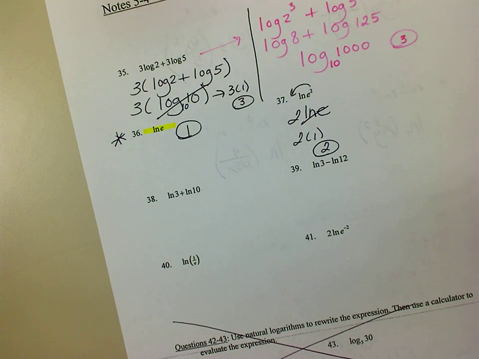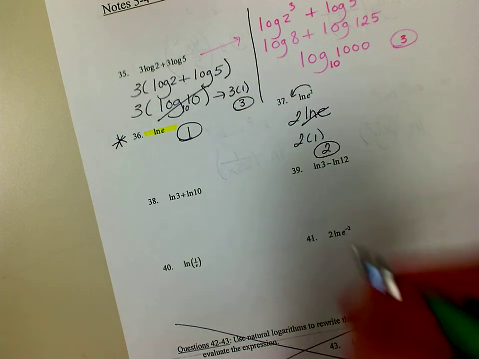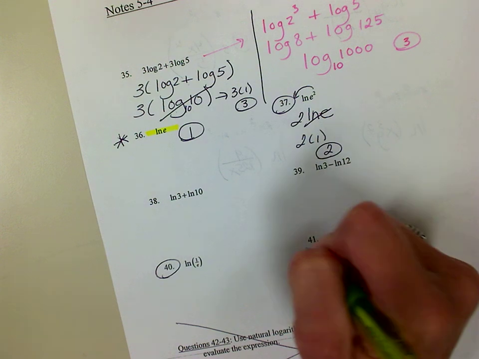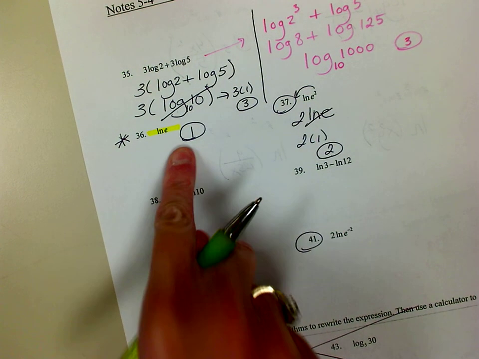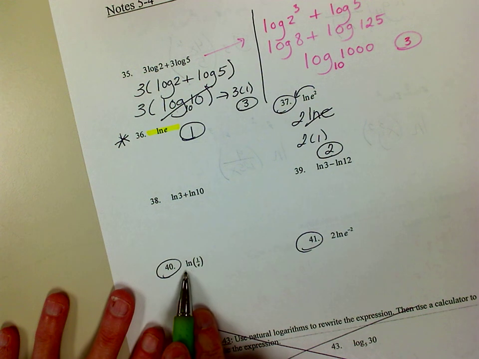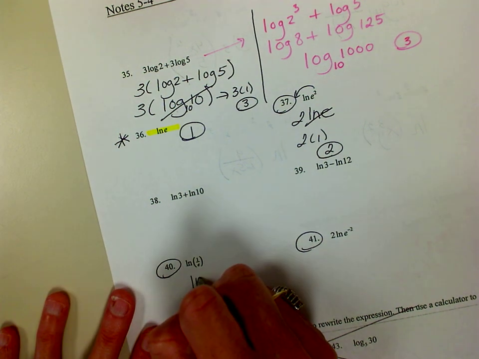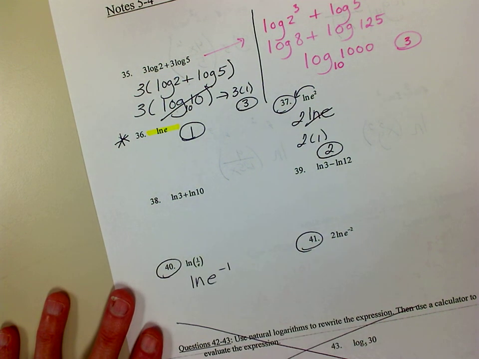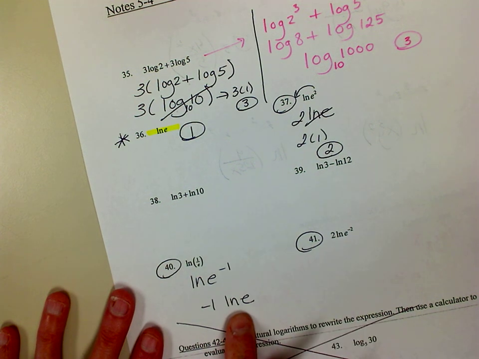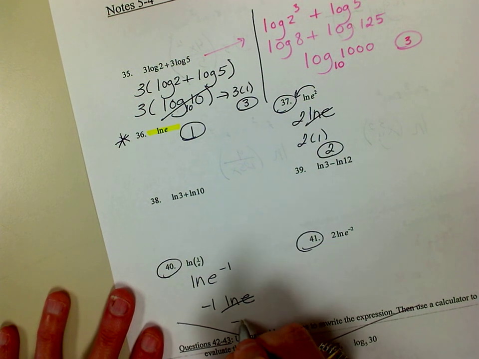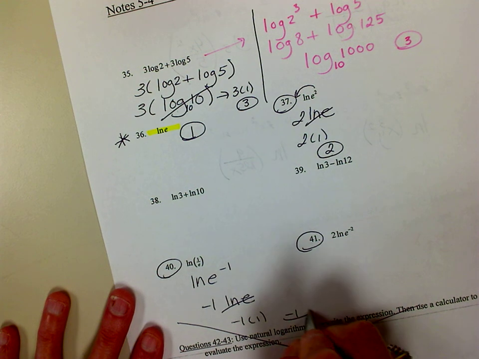Okay, I actually want to skip down to 40 and 41, and then we'll go back up to 38 and 39. So 37, 40, and 41 I want to keep this in mind. Okay, so I'm going to rewrite this. This is the same thing as the natural log of e to the negative first. Well, now it looks like number 37. So if I have an exponent with a natural log, I can bring it down to front. This is just 1. So negative 1 times 1 will give me negative 1.